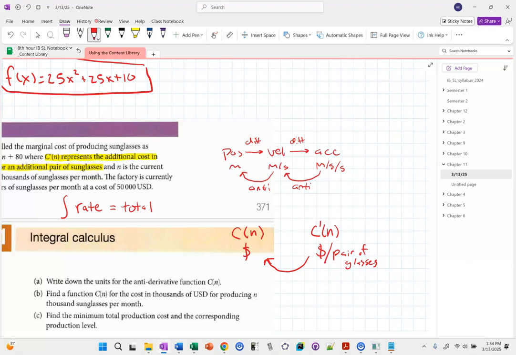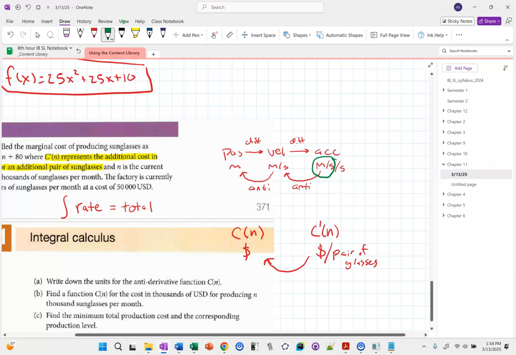So again, if I take a rate and I integrate that rate, I accumulate whatever the numerator of that rate is. So just keep in mind, if you have a complex rate, like acceleration, the numerator is meters per second. So that's the numerator, so you accumulate that. Here, the numerator is dollars, so you accumulate that. Does everybody feel okay?